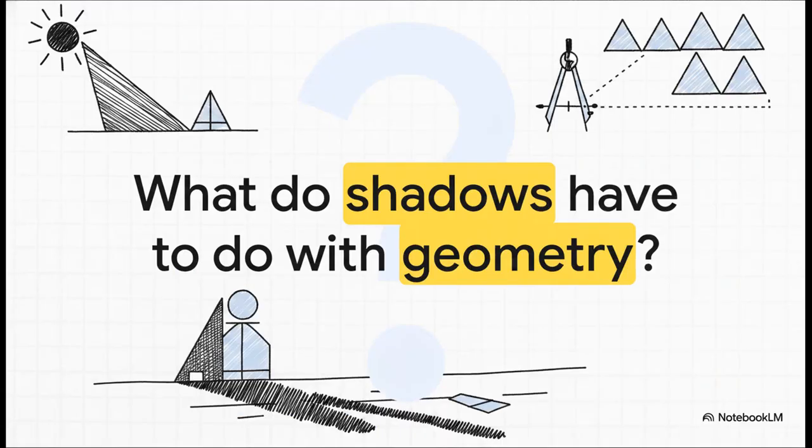So yeah, this is the big question, right? What in the world do shadows have to do with geometry? Well, stick with me because by the end of this, you're not only going to get the answer, but you'll see how this one simple idea lets us solve some pretty tough triangle problems, all thanks to a little something from the master himself, Euclid.